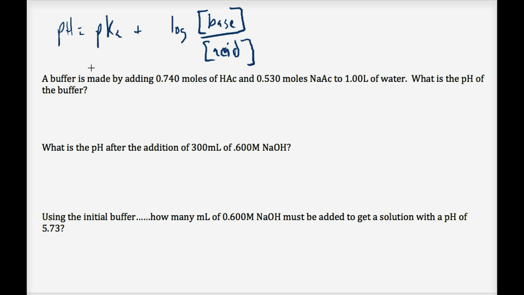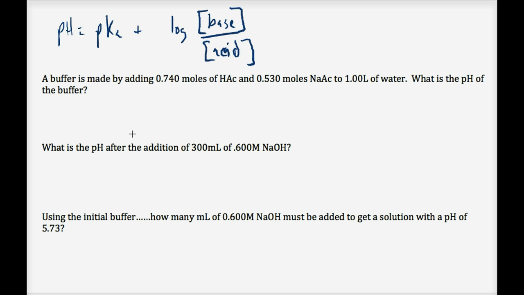Okay, a couple questions here. A buffer is made by adding 0.740 moles of HA, acetic acid, to 0.530 moles of sodium acetate to 1 liter of water. What is the pH of this buffer solution?